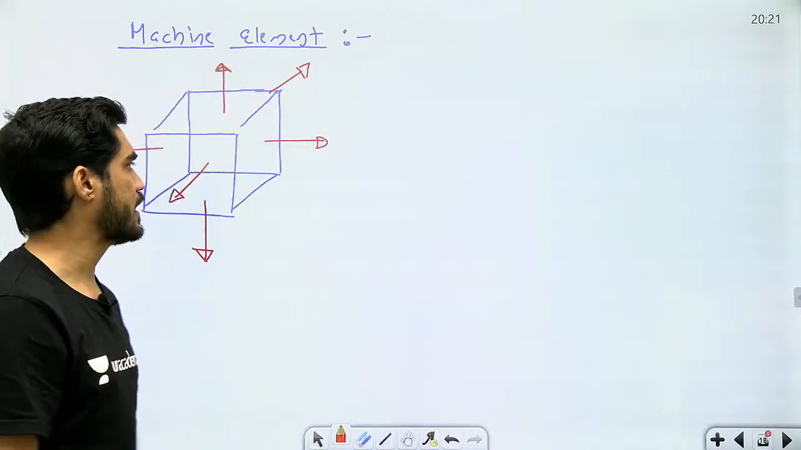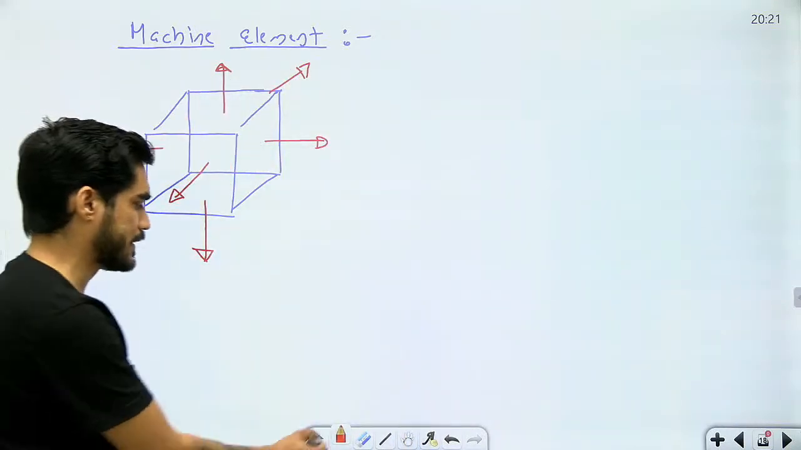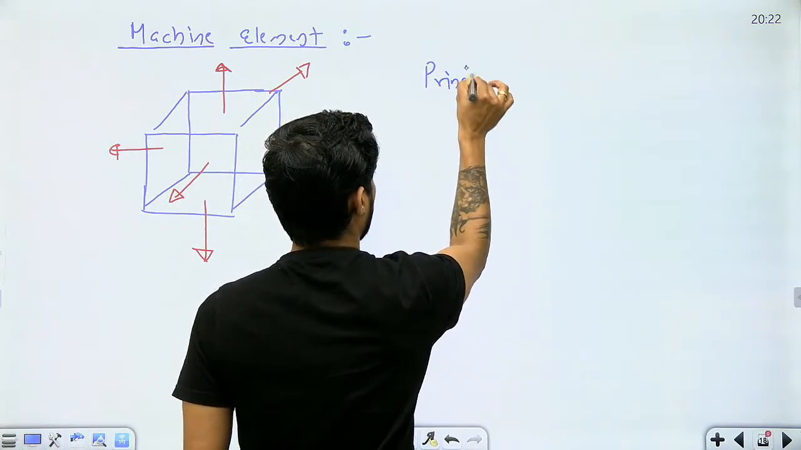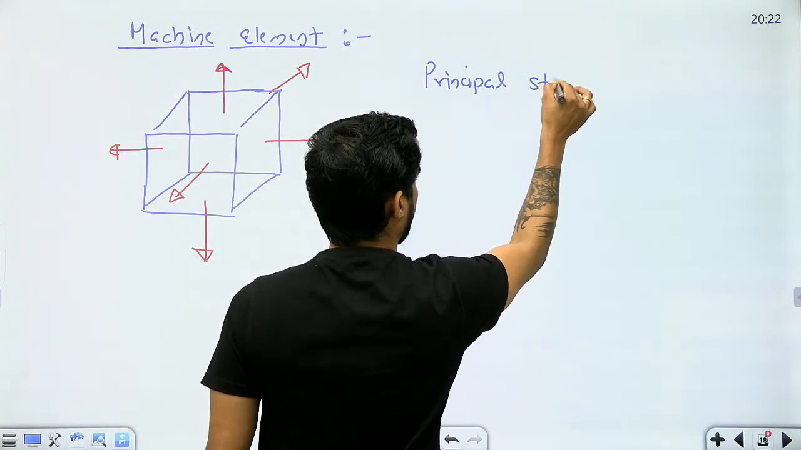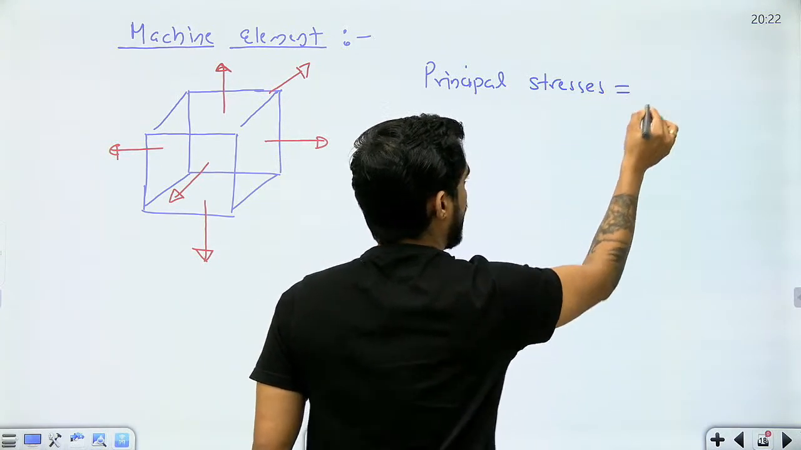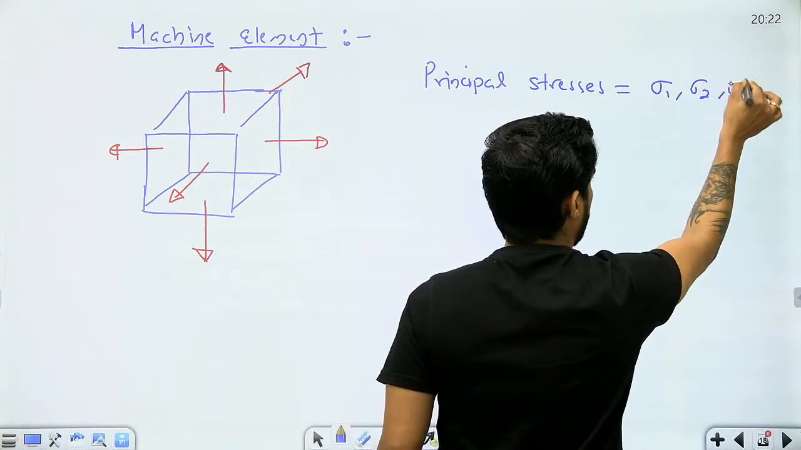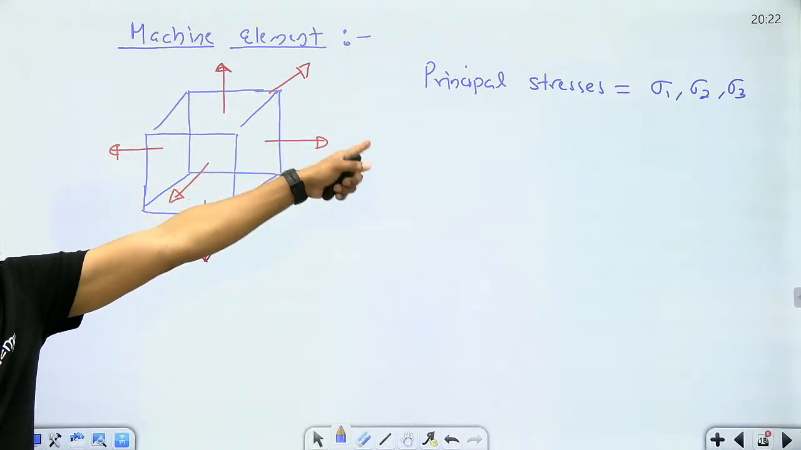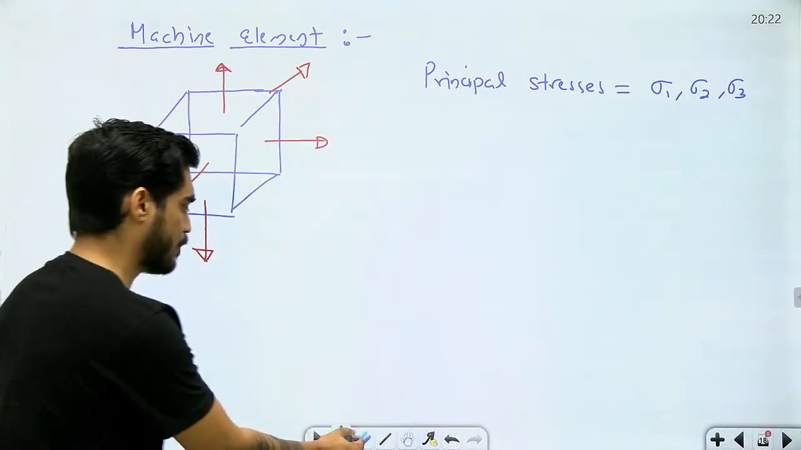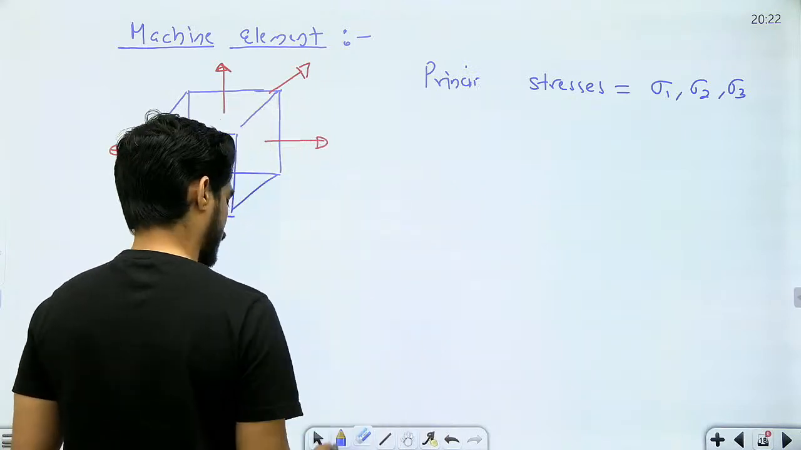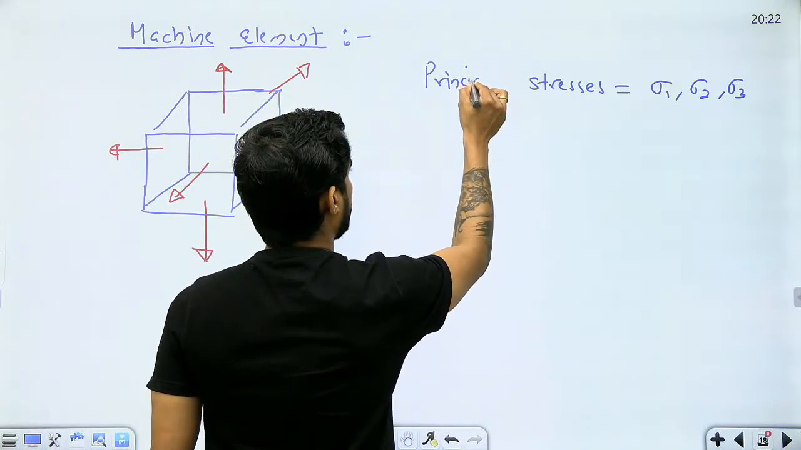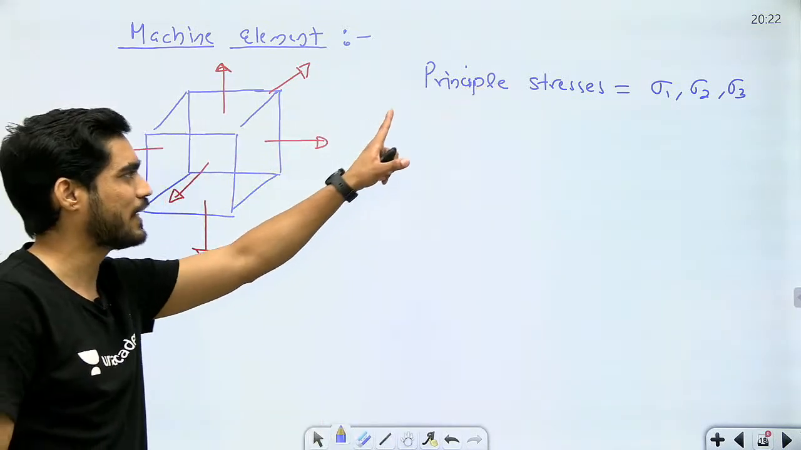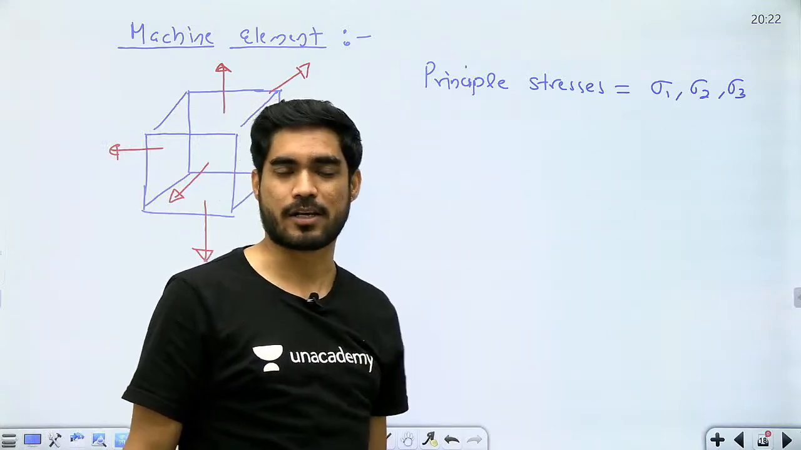Okay, now understand, let's say the principal stresses are sigma 1, sigma 2 and sigma 3. ओके, मान लो अपने जो प्रिंसिपल स्ट्रेसेस हैं वो सिग्मा 1, सिग्मा 2 एंड सिग्मा 3 हैं. Principal stress, I think this is the spelling, I don't remember the spelling. So principal stresses are sigma 1, sigma 2, sigma 3, let's say.